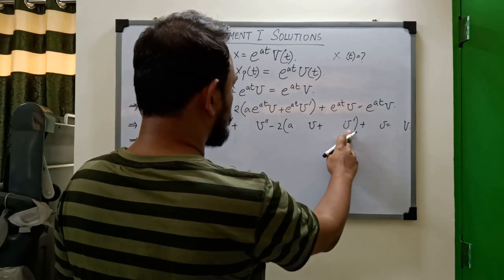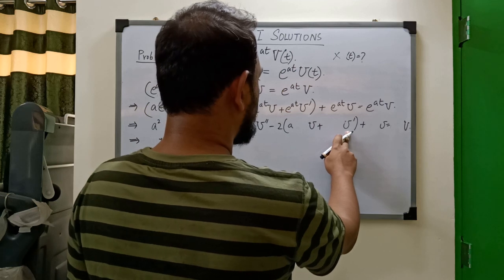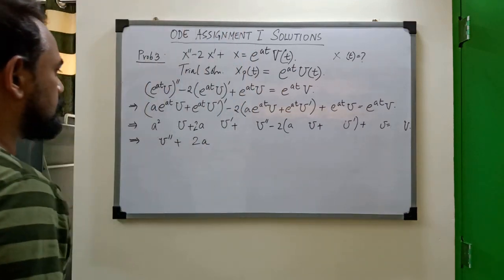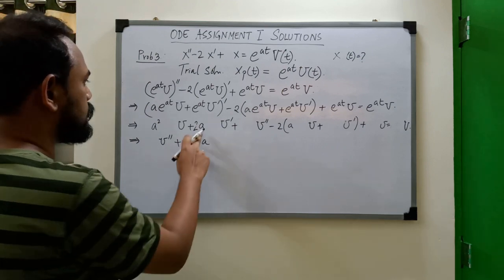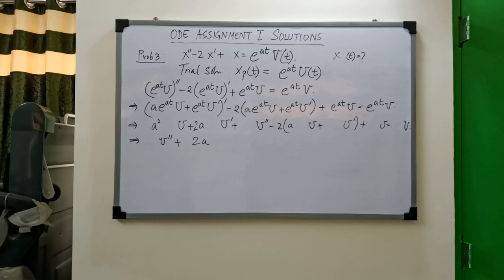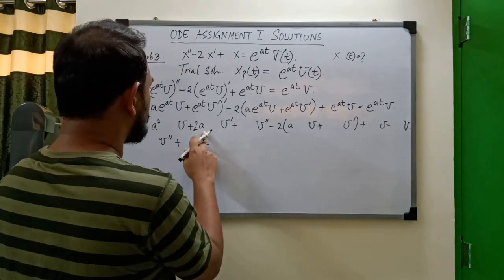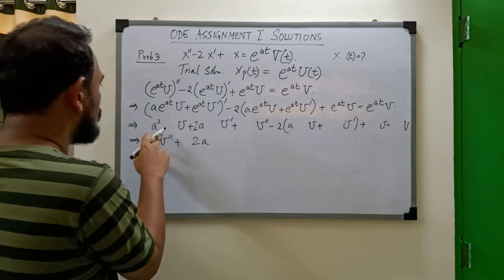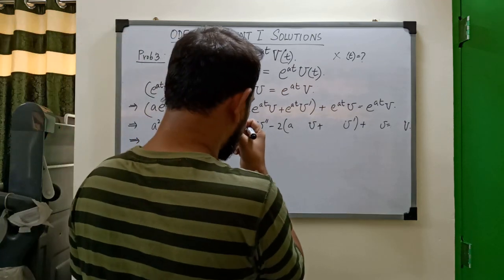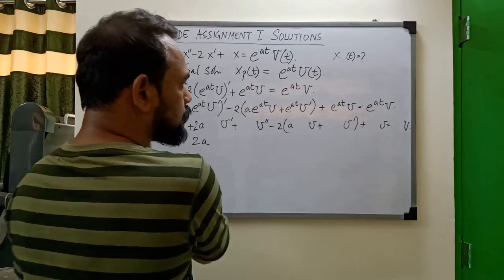And u prime comes with u prime, 2a, and u double prime is this one, 2a, u square is this, a square is, that's all right, that's with this. This one is from minus 2.